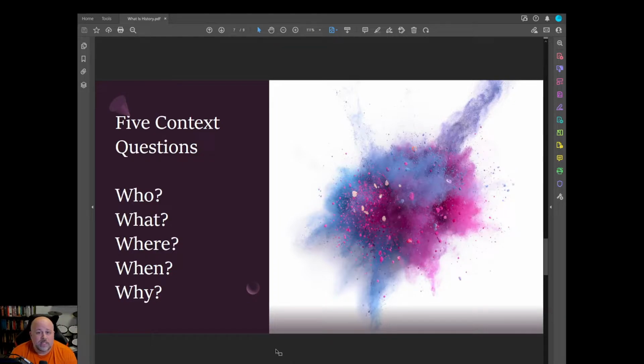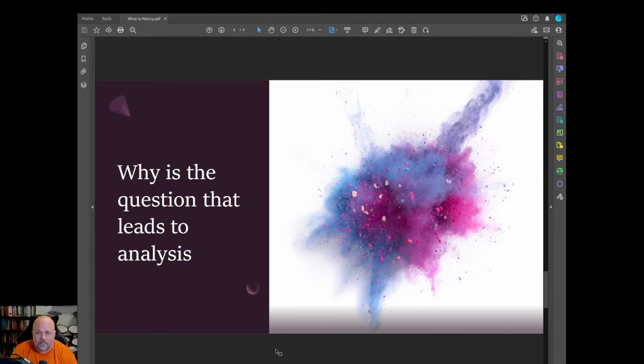So why was this thing produced? Though we want to hang on to that why question for another reason, and we're going to analyze that in the post-reading, because why is the question that leads to analysis, and that's all about the post-reading.